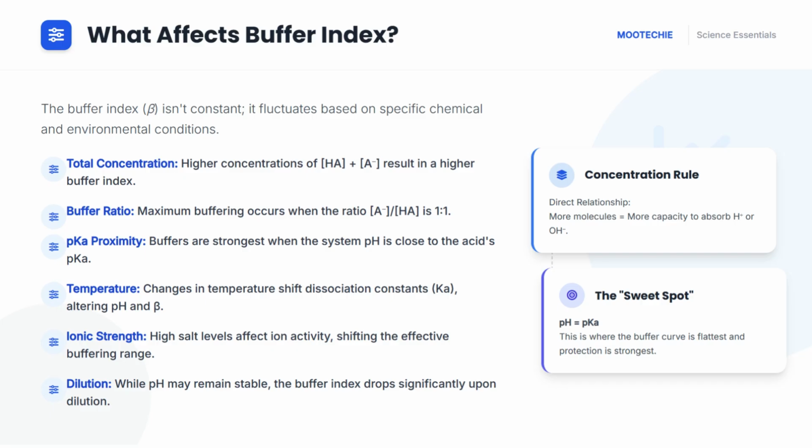There's a simple concentration rule. It's a direct relationship. More molecules means more capacity to absorb H+ or OH- ions. The sweet spot for any buffer is when pH equals pKa. This is where the buffer curve is flattest and protection is strongest.